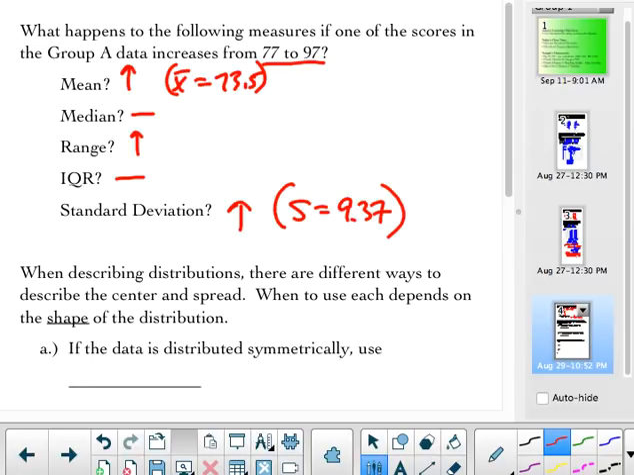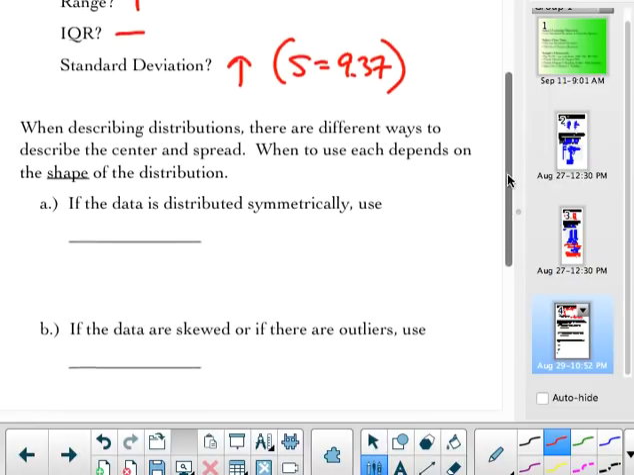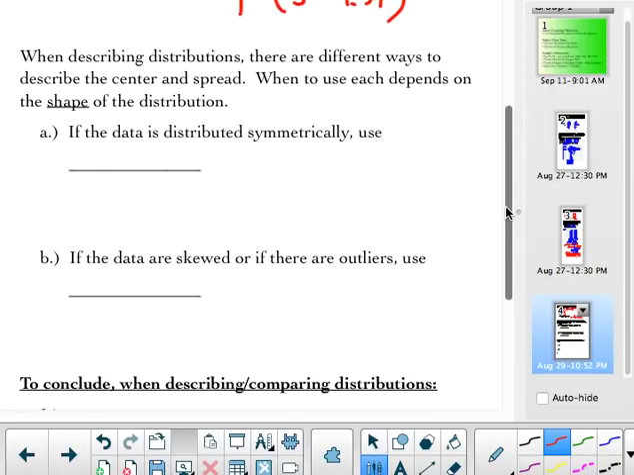That leads us to our punchline for the day and for this particular section of chapter 1. When we describe distributions, there are different ways to describe the center and the spread. This gets back to our CUSS and BS stuff, right? And it really depends on the shape of the distribution.